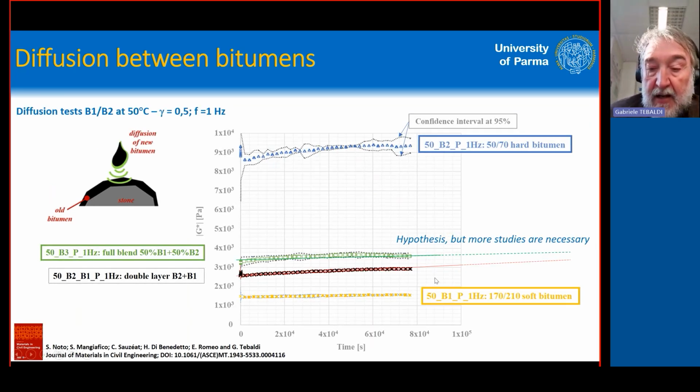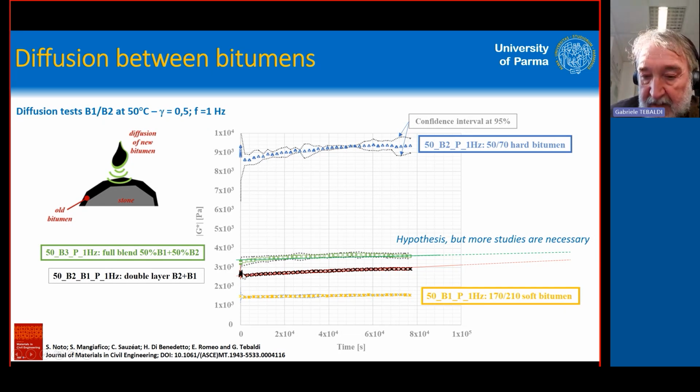And you can see here that this is the evolution of the complex modulus of the soft bitumen. This is the evolution of the complex modulus of the hard bitumen. This is the evolution of the full blending. So it's not a double layer specimen, but just one. In this case it is the full blending, 50% soft and 50% hard.